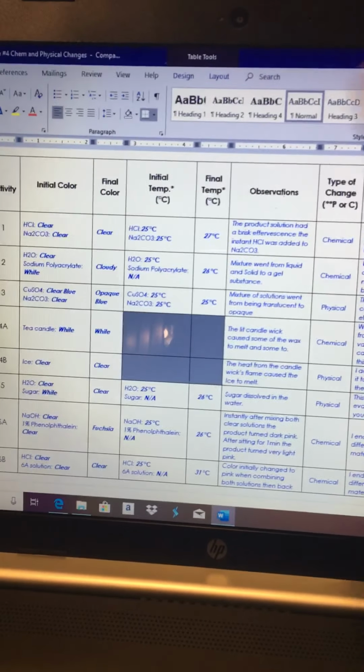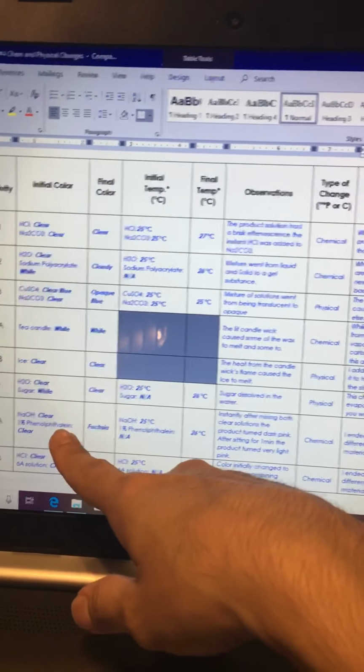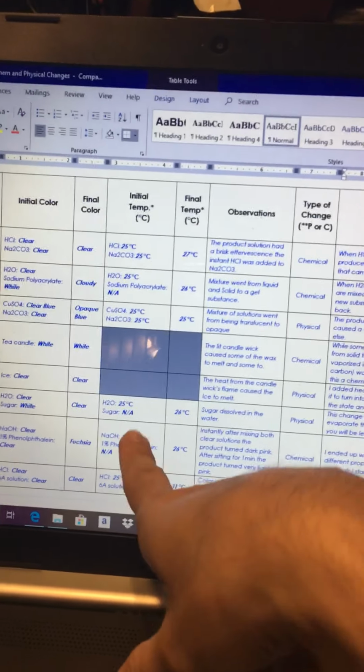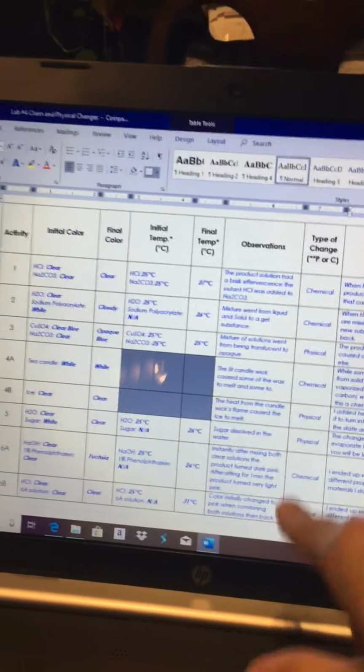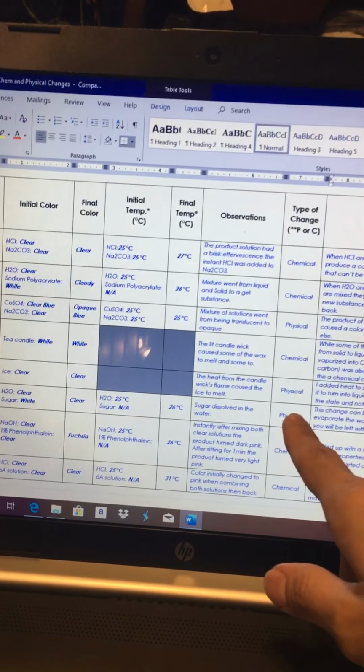For activity number 5, we had water and sugar. Here are the colors for the reactants. Here was my product color, beginning temperature, end temperature, and all that happened for this was that it dissolved the sugar in the water, so I put that it was a physical change.